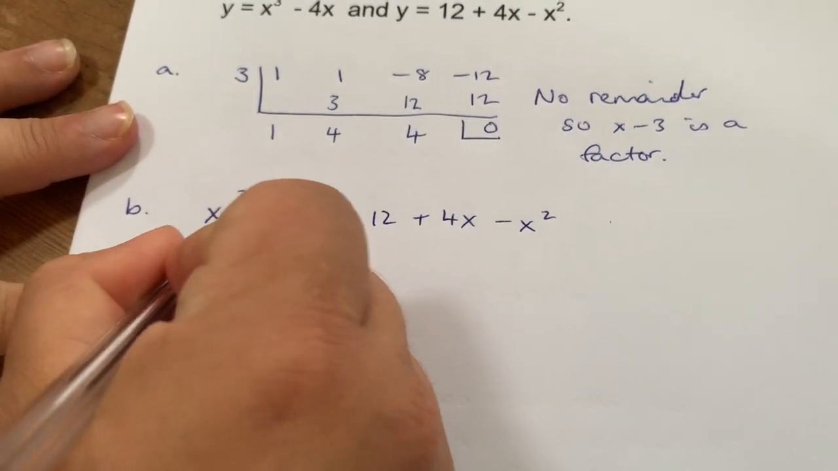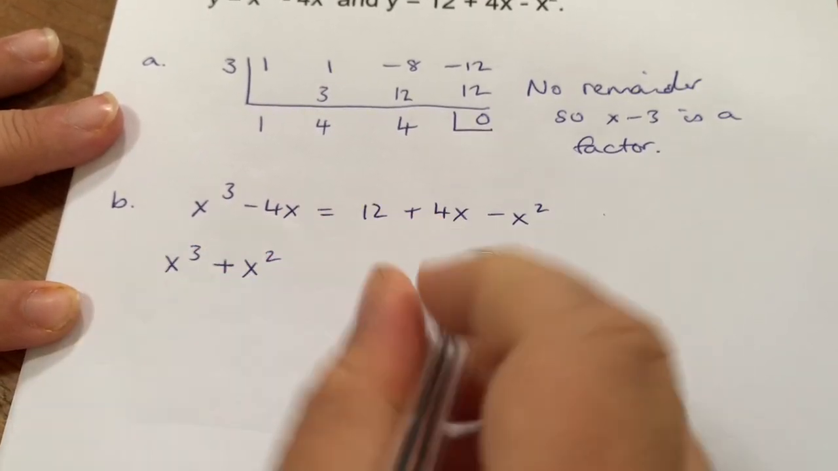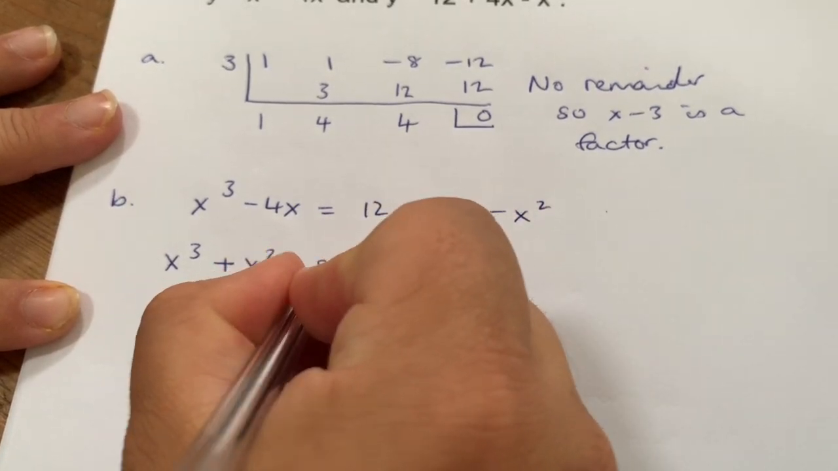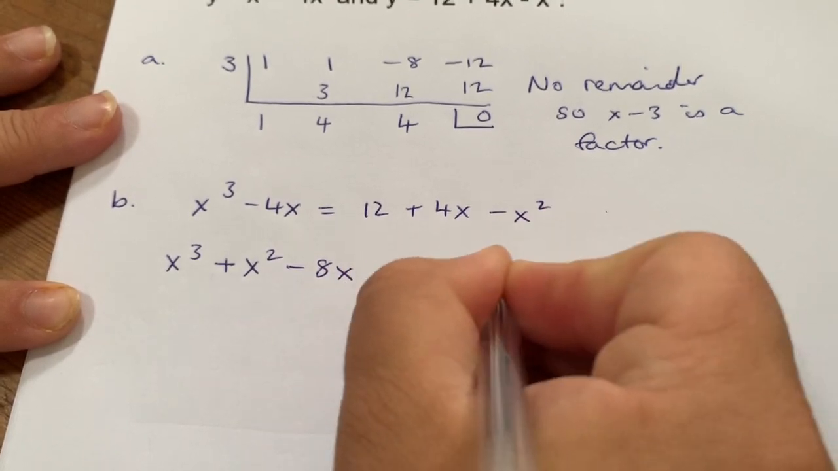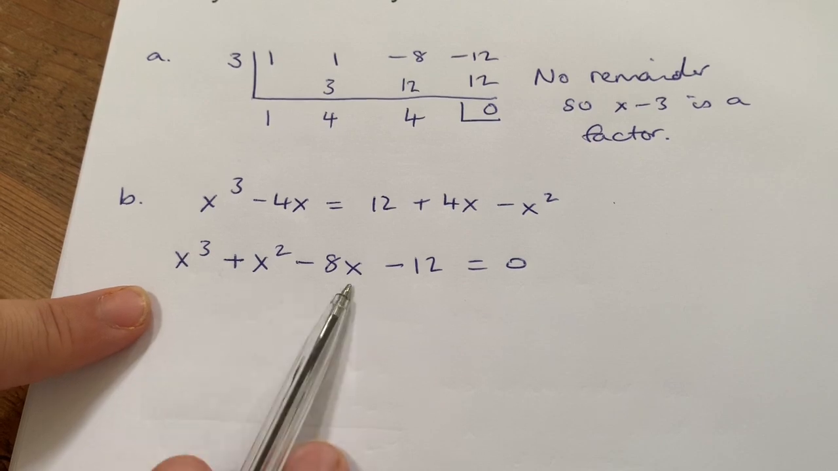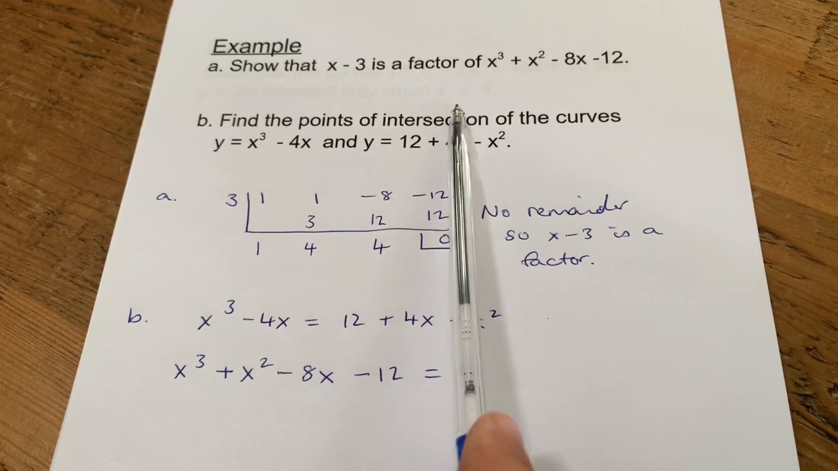So then I have x cubed minus x squared becomes plus x squared. Plus 4x becomes minus 4x, which gives me minus 8x. And then minus 12 equals 0. Okay, now if you look at that expression we've got there, that is exactly the same as what we had in part A.